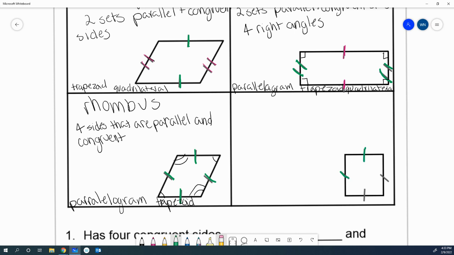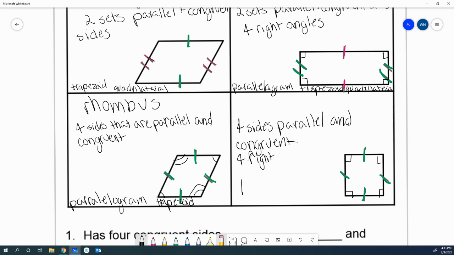We've got 4 sides that are parallel and congruent. And as you can see, we have 4 right angles. Looks good. Since we have 4 sides that are parallel and congruent and 4 right angles, this is a square.